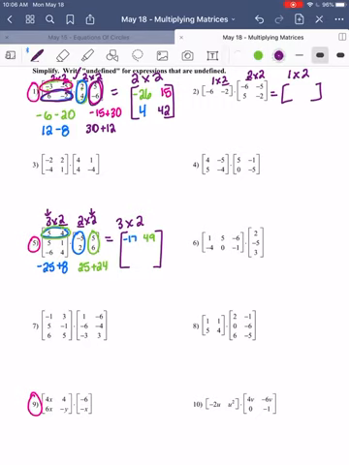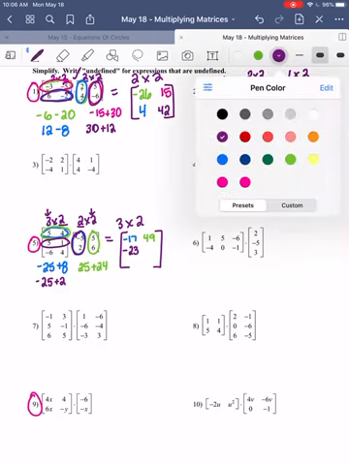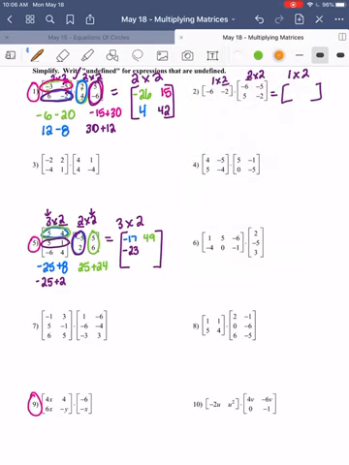All right, so I've done first row times both columns. Now I'm going to go second row times first column. So that's negative 25 plus 2. So that's negative 23. And then I'm going to go row times second column. So that's 25 plus 6, which is 31. And then, okay, so I've done row times column for the second row.